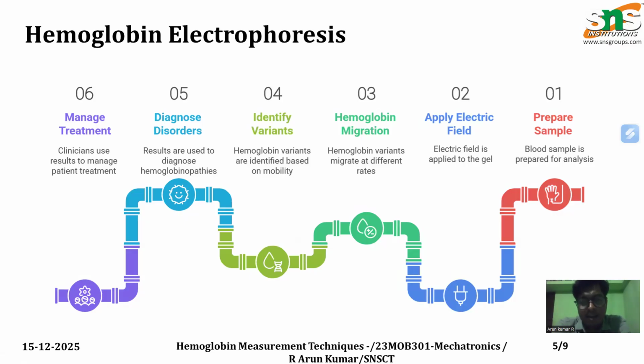Preparing the sample is the basic step: collecting the blood sample for analysis. Then an electrical field is applied to the gel. In the third stage, the hemoglobin variants migrate as different bands, and the variants are identified based on mobility. The results are used to diagnose hemoglobin disorders.